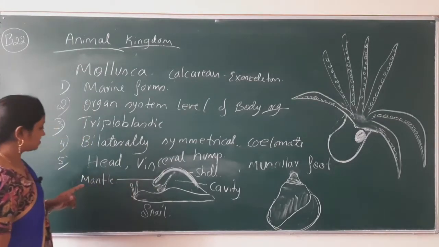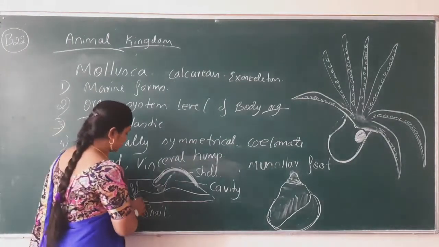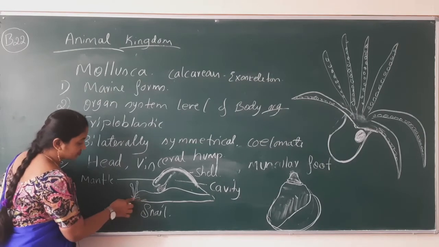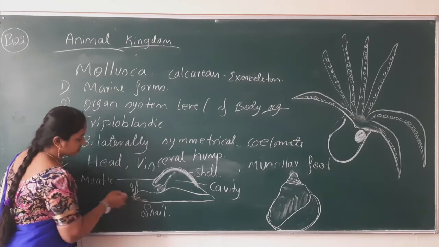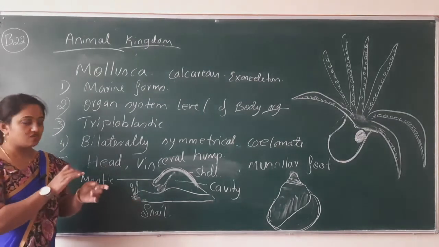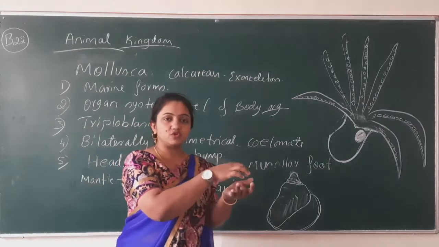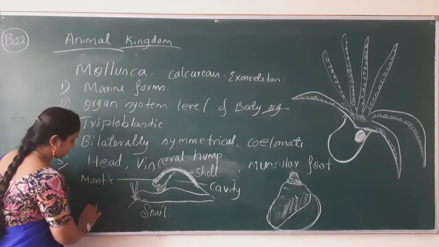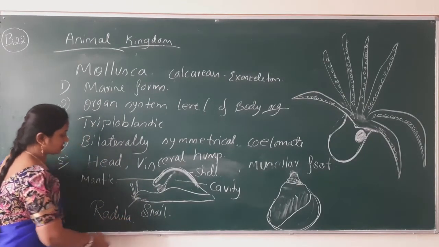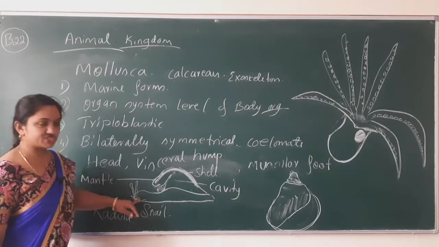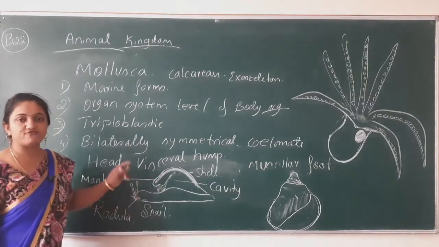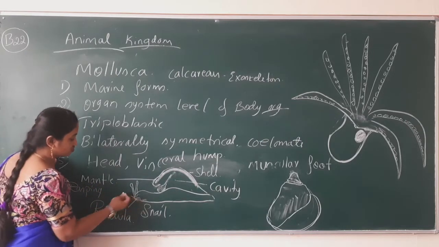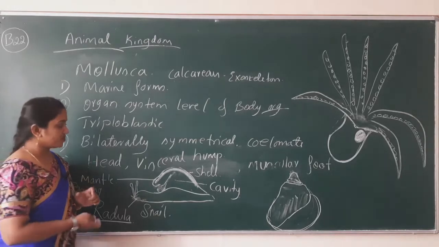Then next, the mouth is present. In the mouth part, it has a rasping structure so that it can rasp over the food. At the mouth part, some projections are present which are meant for rasping the food. That structure is known as radula.